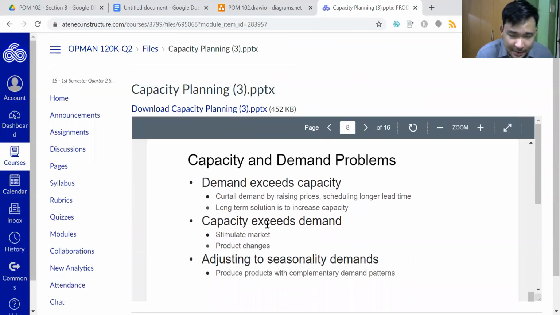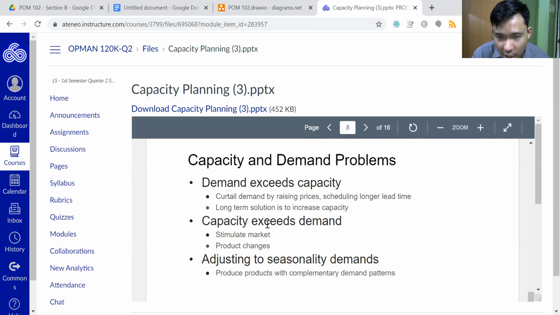Okay, so capacity and demand problems. Let's say you're faced with the situation that your demand is way more than your capacity, way more than the process can produce. So what are the things that you can do? Number one is curtail demand by raising prices. We know from the law of supply and demand, if we increase price, demand is going to decrease. Of course, there are a few exceptions, but this is not an economics class, so I won't be going into detail with them.